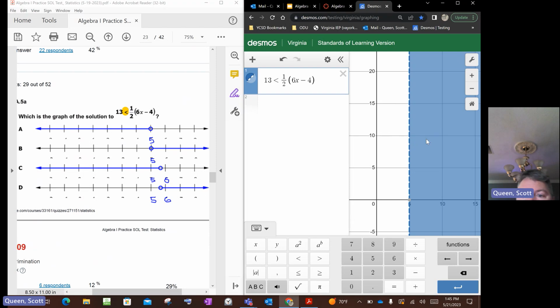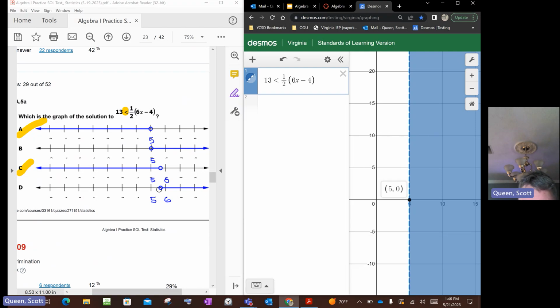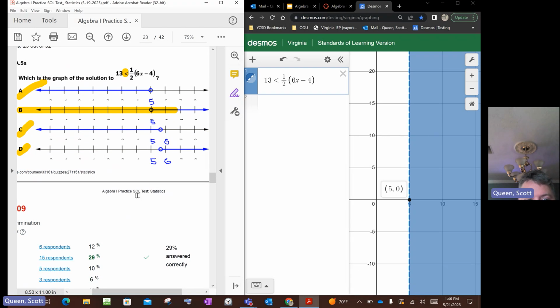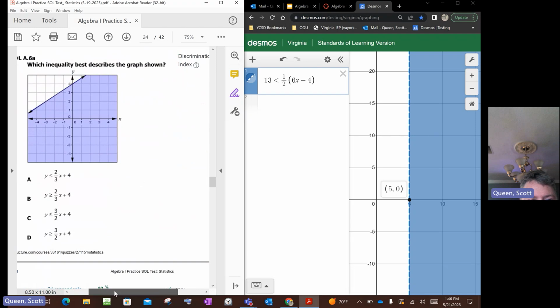Since the shading is going to the right, that means that it can't be A and it can't be C. Both of those are out, okay? The shading matches the arrow direction for B, and it matches the arrow direction for D. Now, look what number they chose. They chose 5 here and something in between 5 and 6. See that circle? All I got to do is come over here and look at my graph, and where did it cross? It crossed at 5. So this is not on 5, that's in between, so that's gone. The answer is B. Too many people miss this. Easy, easy. All right, let's keep moving on.